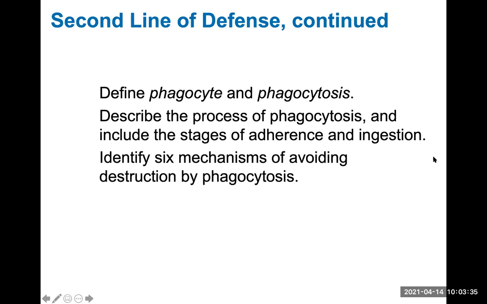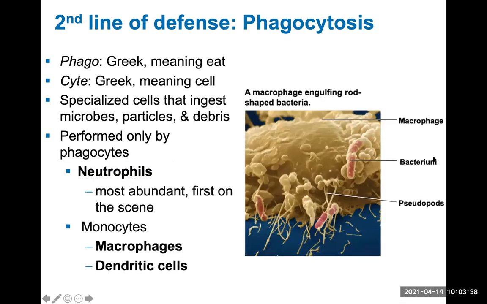Now we'll focus on phagocytosis. In Greek, phago means to eat and cyte means cell. So phagocytes are cells that eat, and they are specialized white blood cells that ingest microbes, cell debris, and particles. You can think of them as the vacuum cleaners of the body.